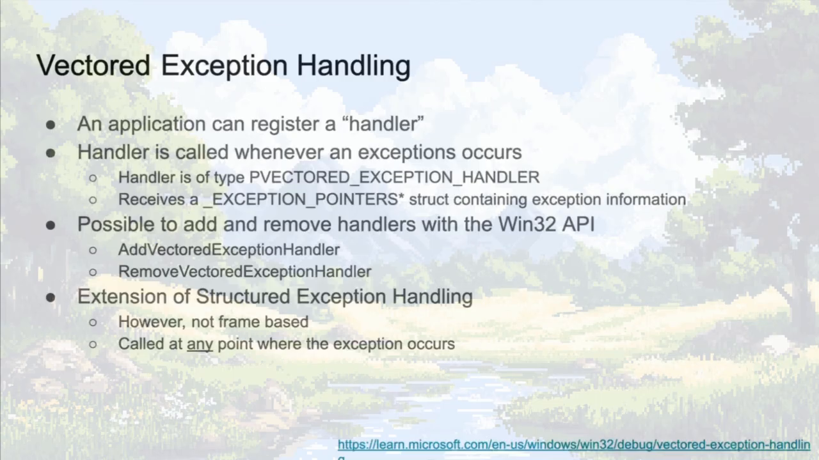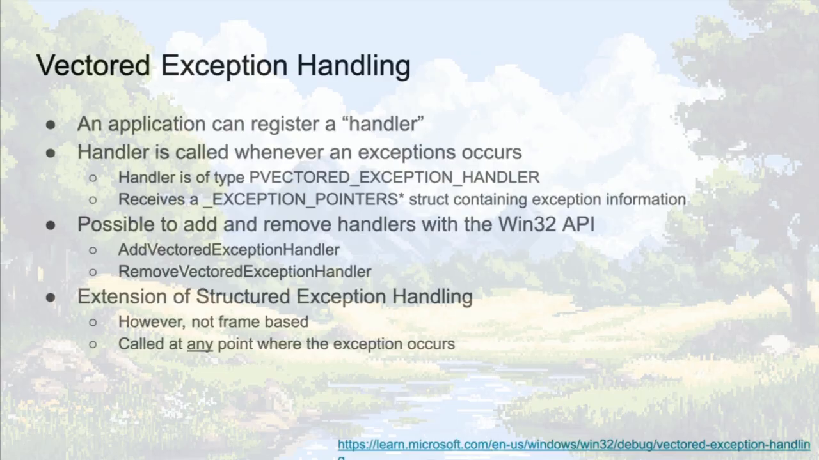How many of you have heard of vectored exception handling before? Maybe some of you haven't. So what exactly is it? At a high level, an application can register a handler. This handler will get called whenever an exception occurs, which is the main difference from structured exception handling: it's not frame-based. In your program, whenever an exception occurs, we can register a handler.